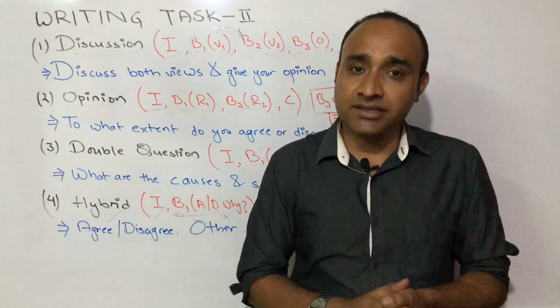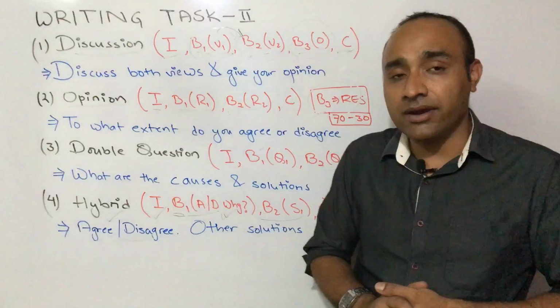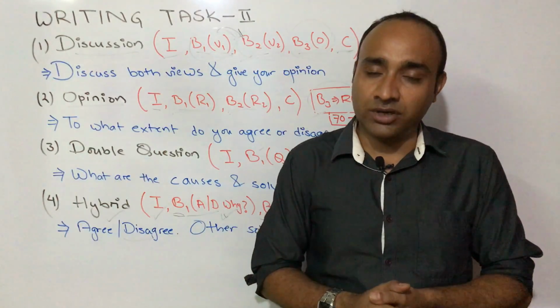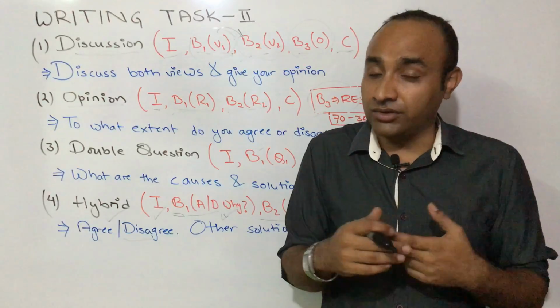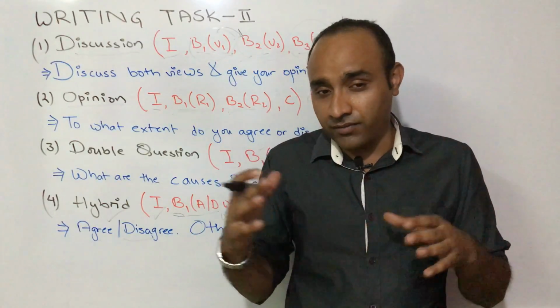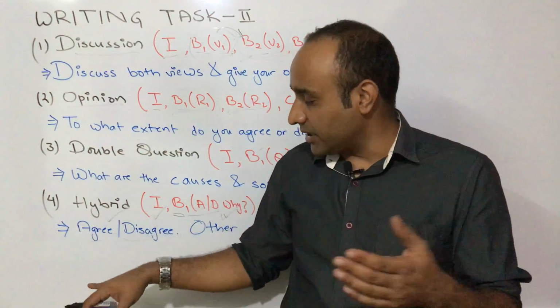Once you're done with that, you move on and you talk about the solutions in the second paragraph. So other solutions, so if you want to write two of them, you could do two paragraphs. Or if you just want to write one, that's fine as well. So you could do one paragraph where you can talk about two solutions. Okay, so let's quickly recap this one.